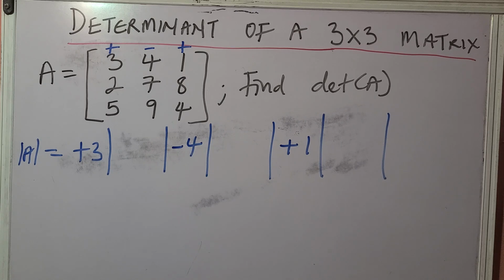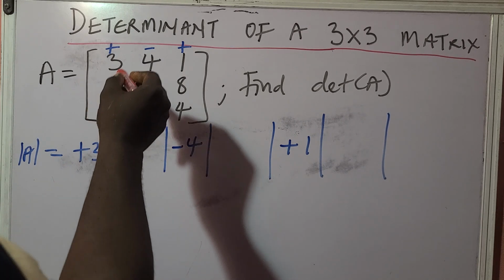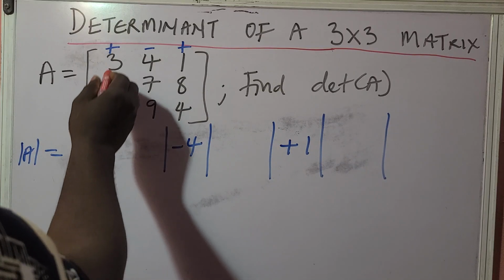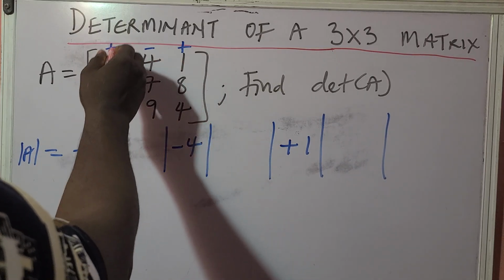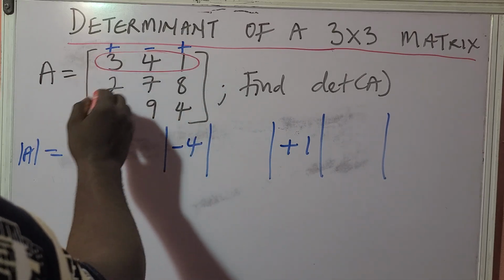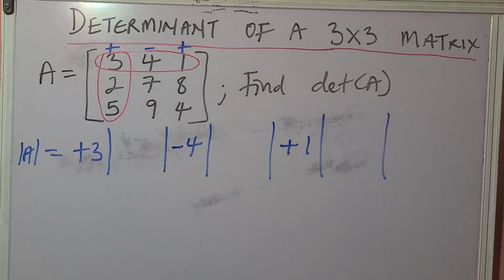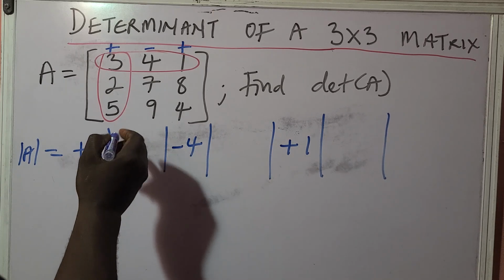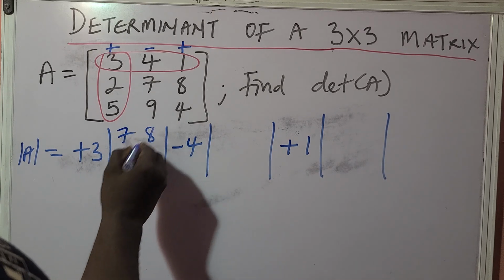Then the next thing is to go on to bring out your 2 by 2 matrix. This is plus 3 lying on row 1, column 1. So we are shorting off the entire row 1 and the entire column 1. So we are left with 7, 8, 9, 4.